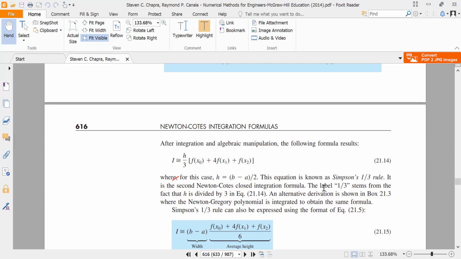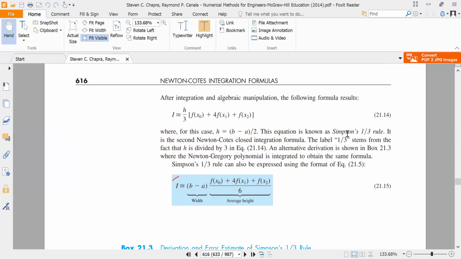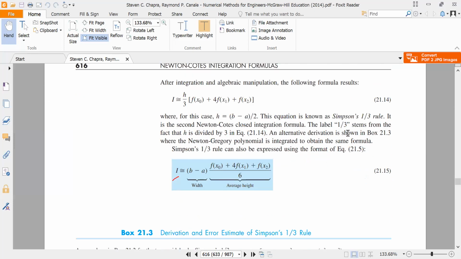In the trapezoidal rule, how many function values are involved? Sir, 2 function values. So in order to apply Simpson's 1/3 rule, you need an additional point. Otherwise, you cannot do that. Now it is called 1/3 because of the factor 3 there. For this reason, it is called the 1/3 rule.